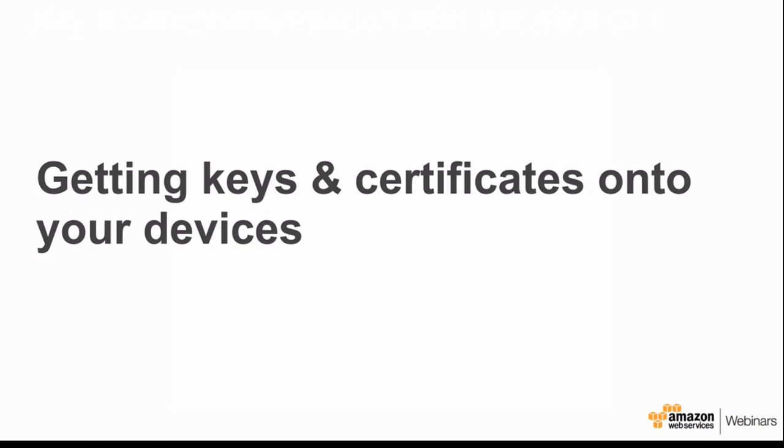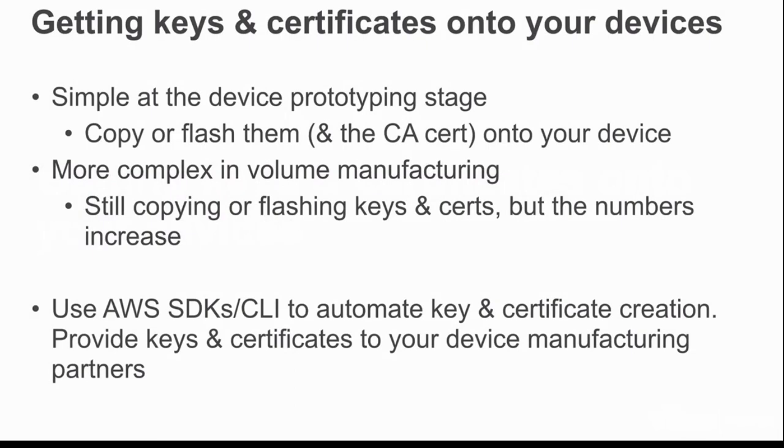And talking of scale, we're going to move on now and take a look at getting keys and certificates onto your devices. At the prototyping stage, this is very simple. You're going to copy or flash them together with the certificate authority cert onto your device. You're going to specify in your device side code, either one of our SDKs or your own native code, where your certificates, keys, and your certificate authority cert are located. And that's it. Very, very simple.